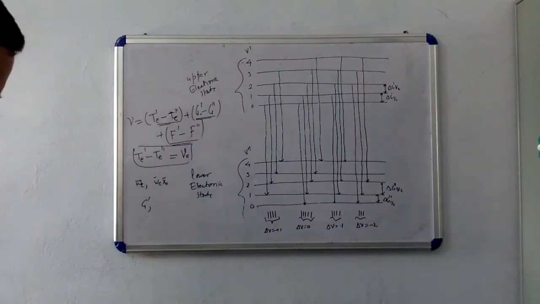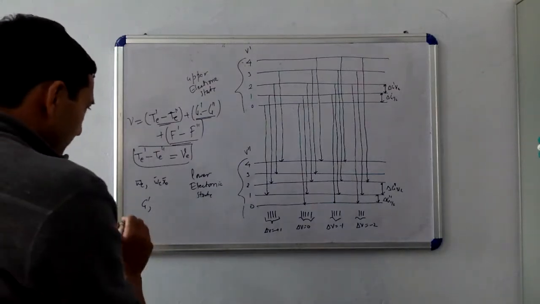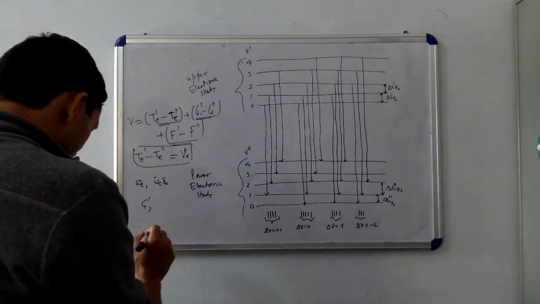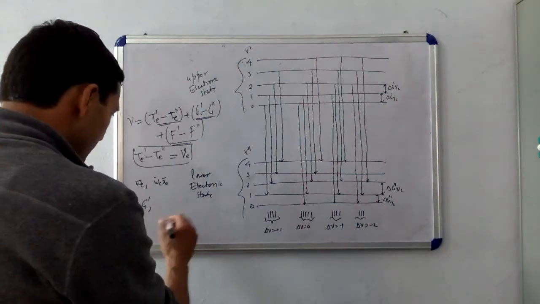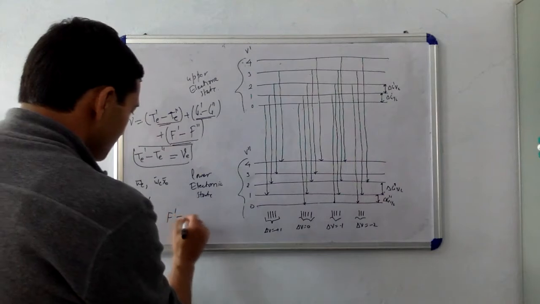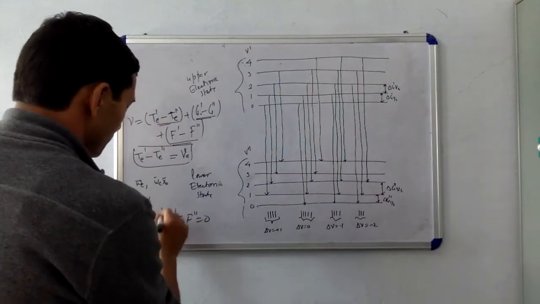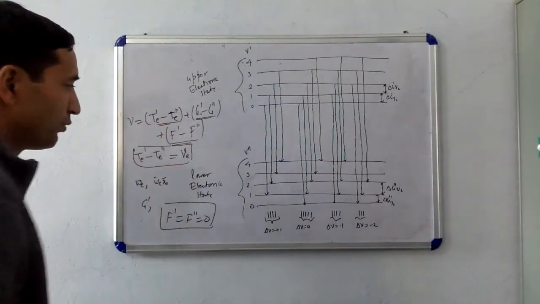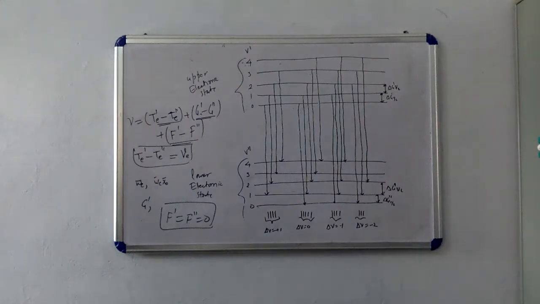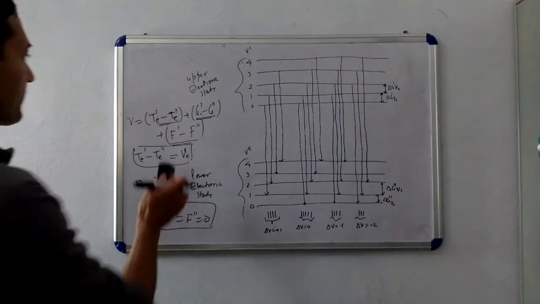Now, we are ignoring the rotational structure of the individual bands, for that F' is equal to F'' is equal to 0. So we are ignoring the rotational structure of individual bands.